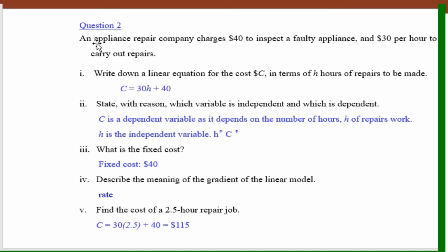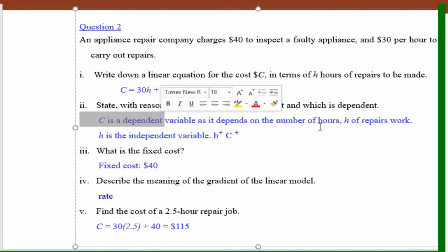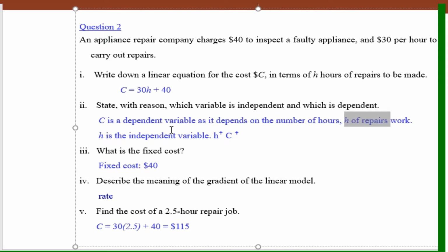Question 2. An appliance repair company charges 40 to inspect and 30 per hour to carry out repairs. So what is your linear equation in terms of C and H? 30 per hour, right? So C is equal to 30H plus 40. All right, state with reason which variable is independent and dependent. I already told you cost is always dependent. H is always independent. You don't need to write so much. You can just straight away write C dependent, H independent. When H increases, C will increase. You can use the arrows, no problem.